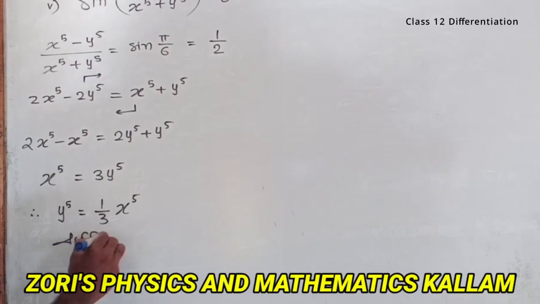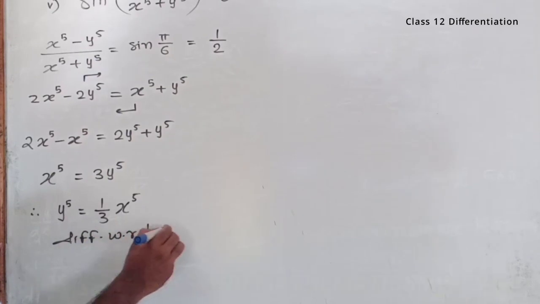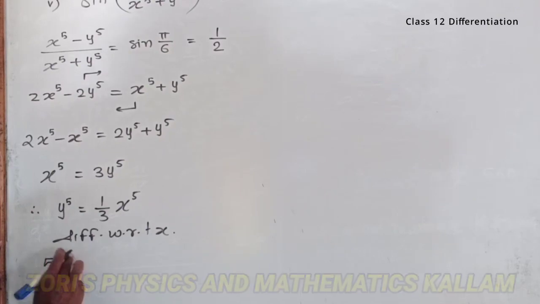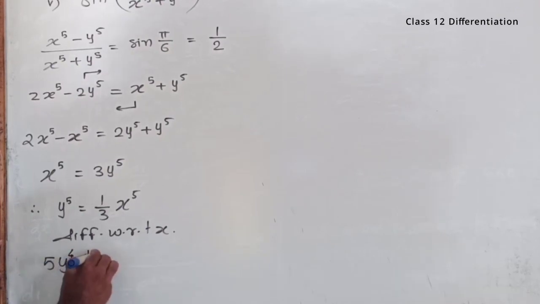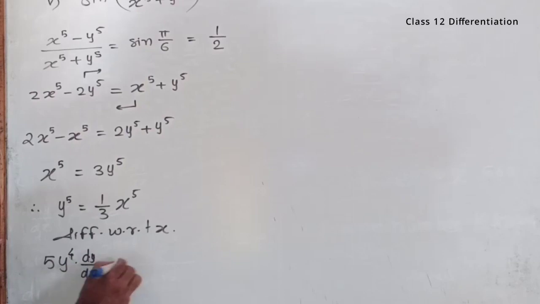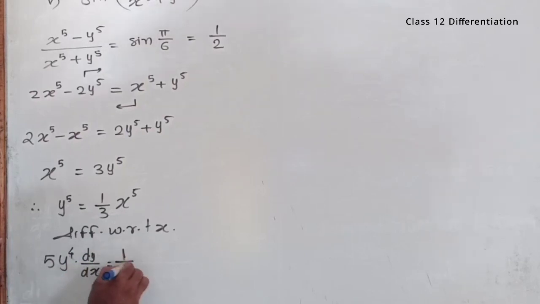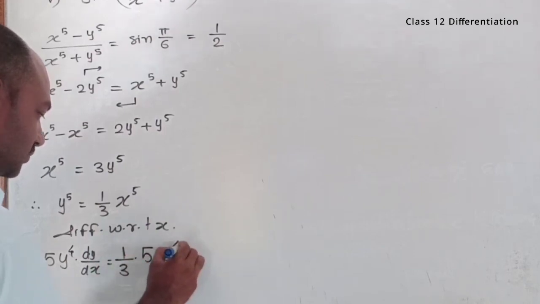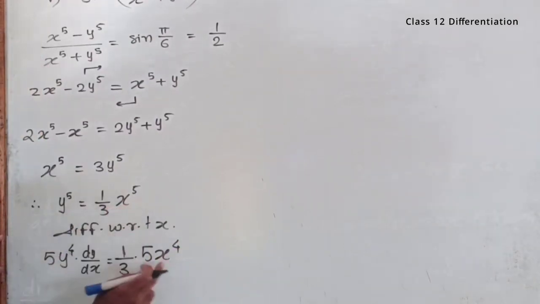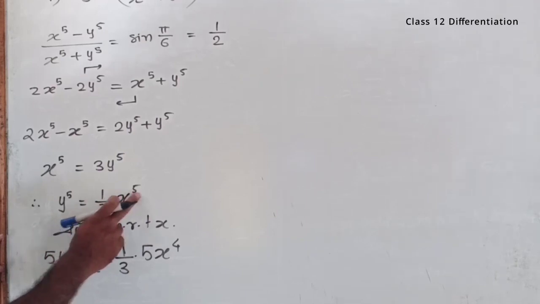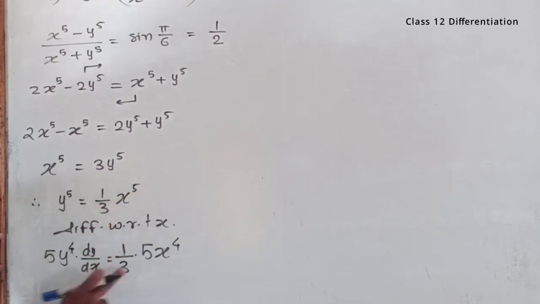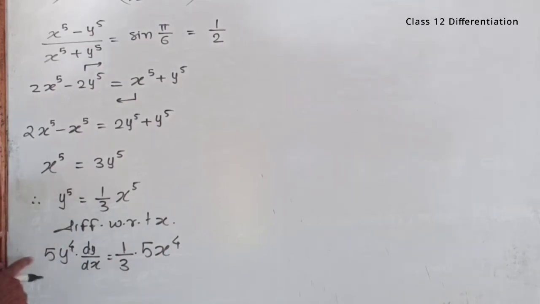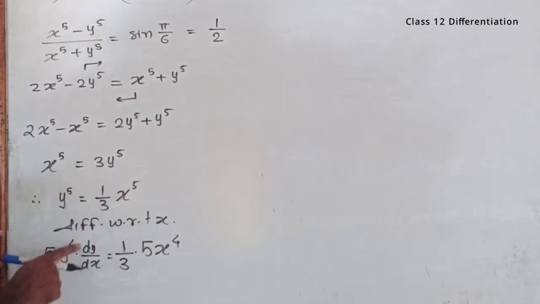So differentiate with respect to x. So we have 5y raised to 4 into dy upon dx is equal to 1 by 3 into 5x raised to 4. The derivative of x raised to 5 is 5x raised to 4. The derivative of y raised to 5 is equal to 5y raised to 4 into dy upon dx.